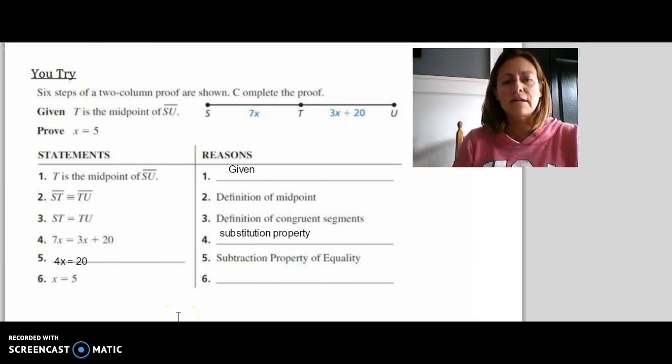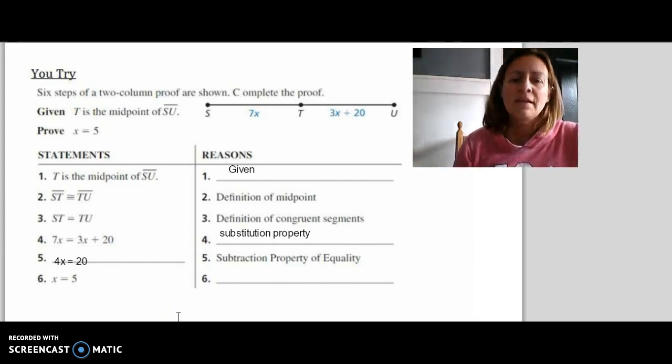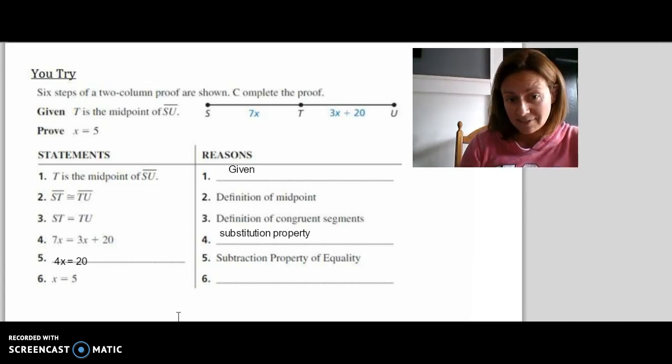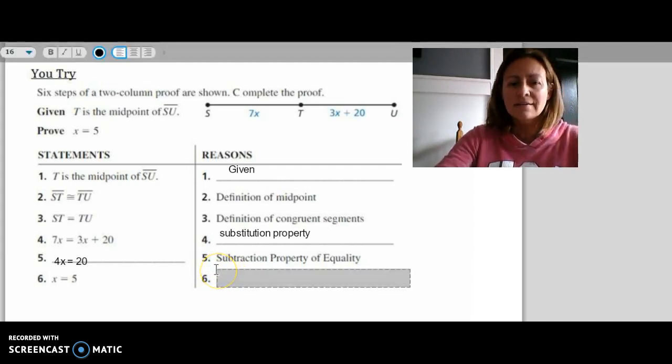So by subtracting 3x from both sides, we have a new variation on the equation. And we can support that with subtraction property. And finally, since 4x equals 20, we can now deduce that x equals 5 using what property of equality? How do you go from step 5 to step 6? You have to divide both sides by 4.